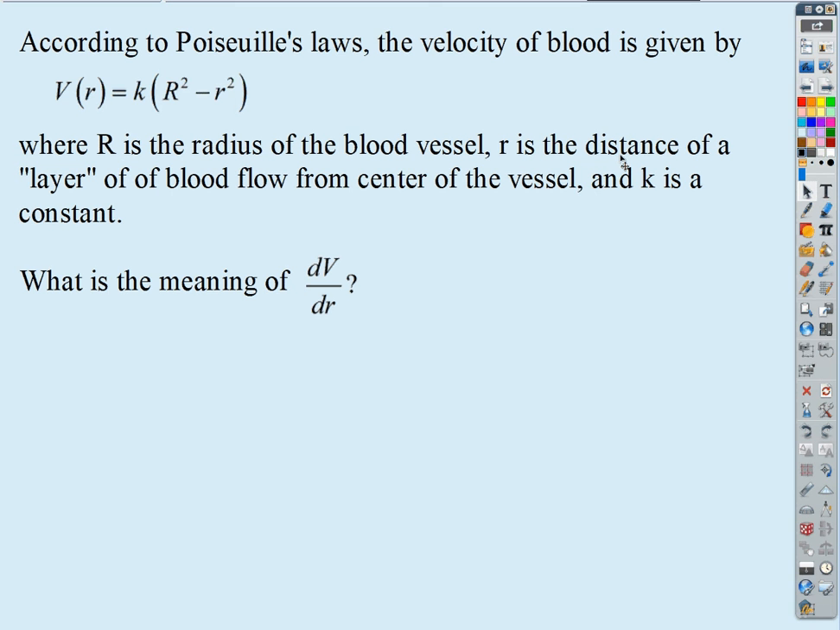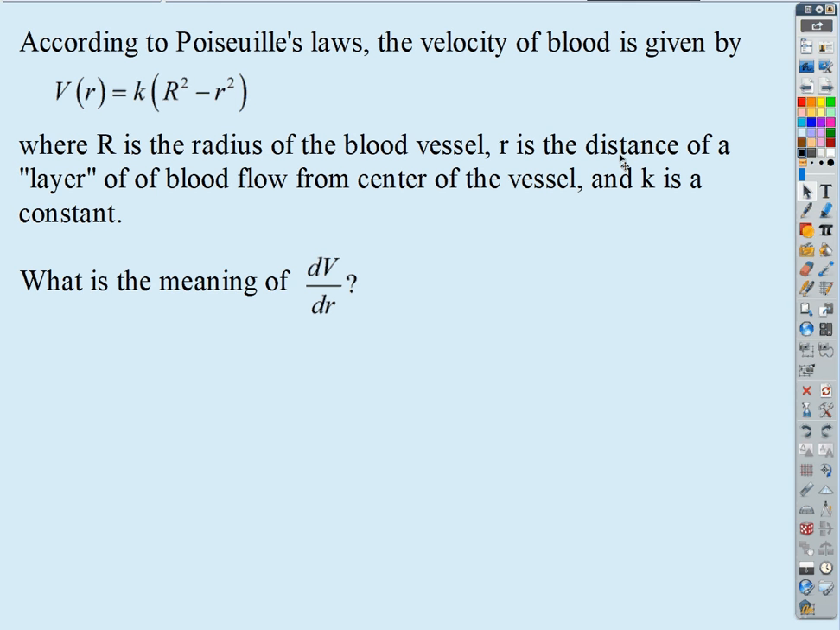What does that mean? The dV/dr. By r, it's the little r. Relations of velocity to the radius of the blood flow? No, actually, no, distance. It's the distance. How far is it traveling at what velocity?